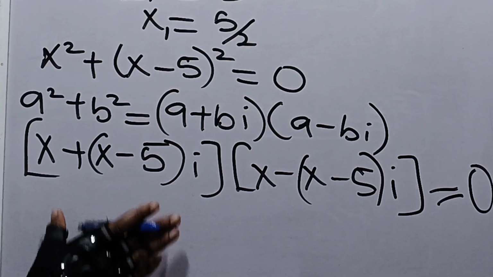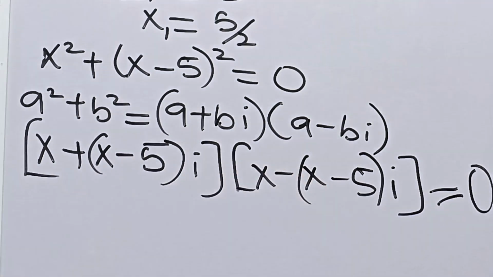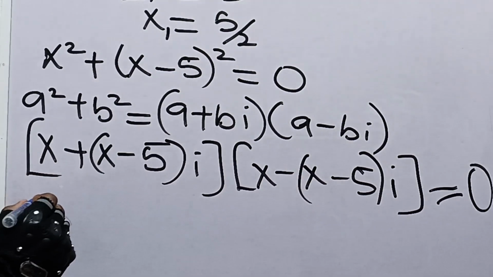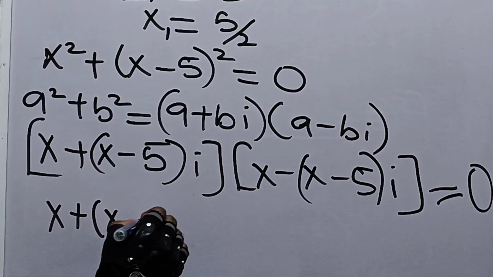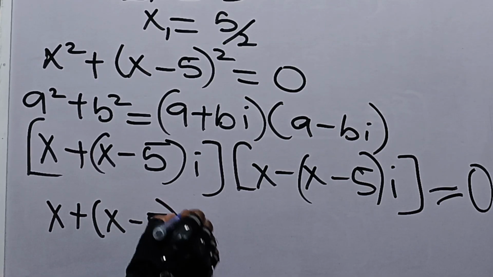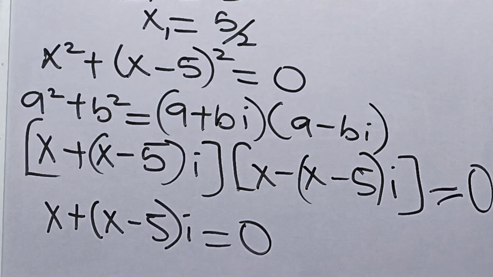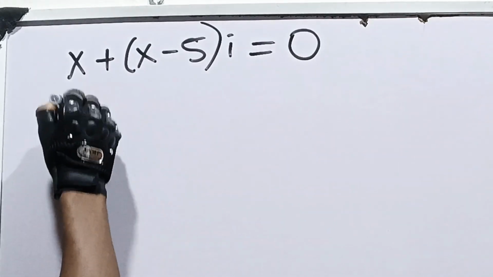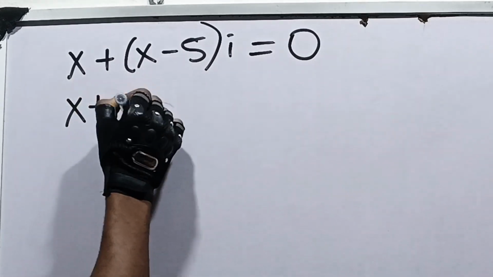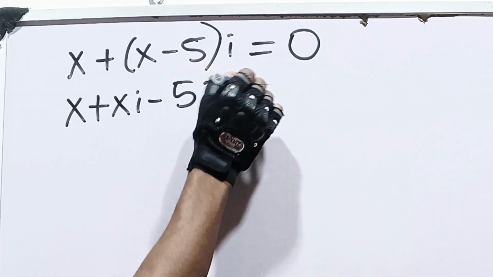As you can see here, the product of two things is equal to 0. When the product of two things is equal to 0, either the first one is equal to 0 or the second one is equal to 0. So let's pick the first one. We can say that x plus (x minus 5) i is equal to 0. Opening up these brackets, we have x plus xi minus 5i is equal to 0.